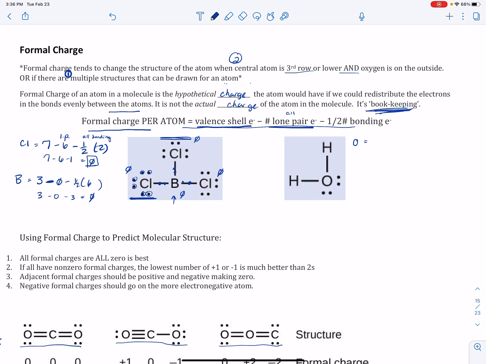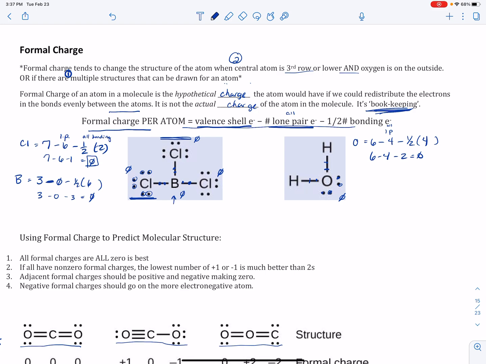So this is oxygen. The valence electrons are 6 minus, and then we've got our lone pairs, and this is all of the lone pairs. So that's 4: 1, 2, 3, 4, minus half, and then this is our bonding. So we have 1, 2, 3, 4 that are bonding. So it's 6 minus 4 minus 2 gives us 0. Hey, that's great. Oxygen is 0.